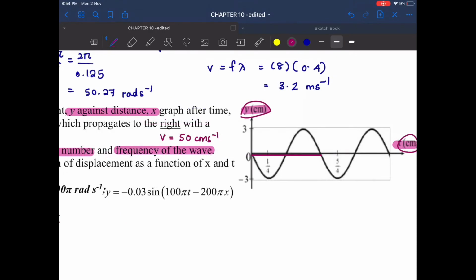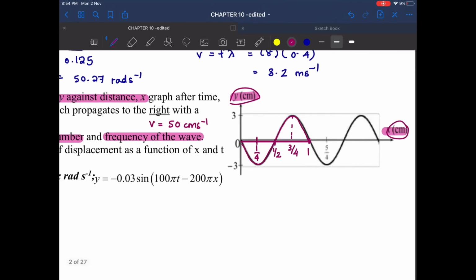Kalau kat sini adalah 1/4, so ini akan jadi 1/4 tengah-tengah ni. So ni akan tambah 1/4. 1/4 campur 1/4 akan dapat 1/2. This one akan jadi 1/2 campur 1/4, which is kamu akan dapat 3/4. And then this one 3/4 campur 1/4, you will get this 1. So we know that the wavelength is 1 centimeter.